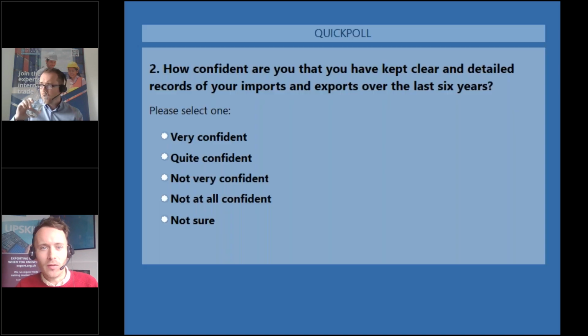In this poll, we're asking how confident you are that you've kept clear and detailed records of your imports and exports over the last 6 years. While people are answering that poll, I'm going to try and group questions together where possible, because we've had about 30, 40 questions come through already, so we're not going to be able to go into every specific one.